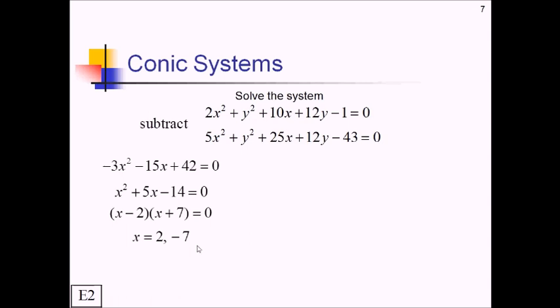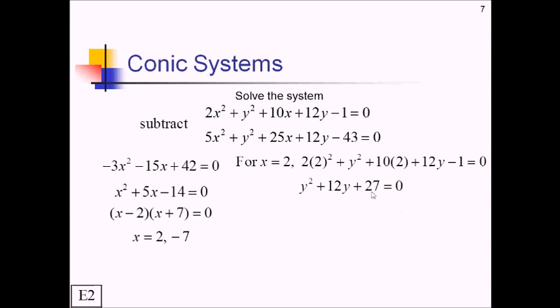But we're not done. We have to actually now plug each of these x values back in to find some y values that go with them. So plugging in 2, and for this one, I'm going to use the first equation here. It looks a little bit less intimidating, smaller numbers. So that'll be 2 times 2 squared, which is going to be 8. We've got 10 times 2, that's 20. So we have y squared plus 12y, and then 8 plus 20 minus 1. That's going to be 27. Things that multiply to 27 and add up to 12, that would be 3 and 9. So we have y equals -3 and -9.